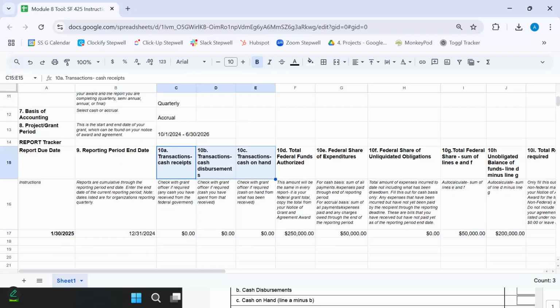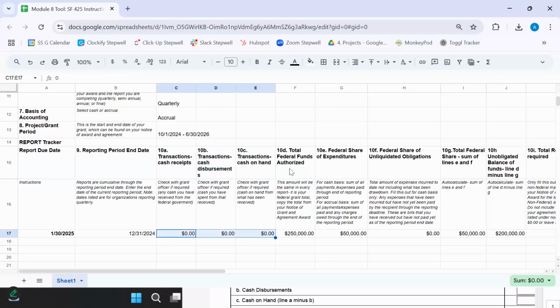The first section, section 10A through 10C, is labeled Transactions. These are related to cash receipts. Review any specific grant instructions you have received in filling out this form, or check with your grant officer if you are required to fill out this section. 10A is any cash you have received from the government. 10B is cash you have spent from what has been received. 10C is cash on hand from what has been received. For the purposes of this example, this section is not applicable to Very Good Farms, and they are not required to fill out the section. We have put 0 for 10A, 10B, and 10C.